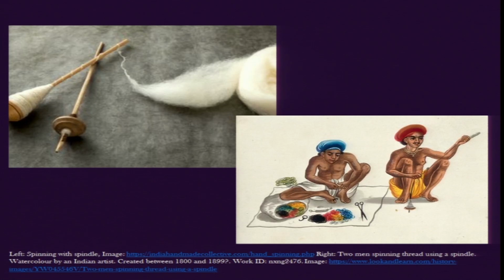Now once this lint is there, there are processes in which it is spun into yarn. For spinning we have different kinds of processes, and in one of them a form like a spindle is used. Something we can see on the left side of the screen, in this image, is a very simple formation with a stick-like form and something circular, like a disc, at the bottom of it, right?